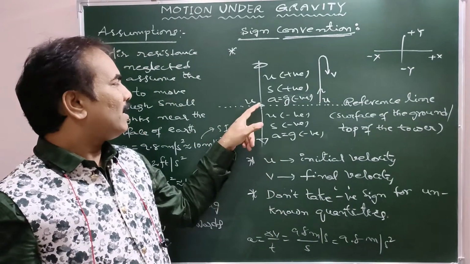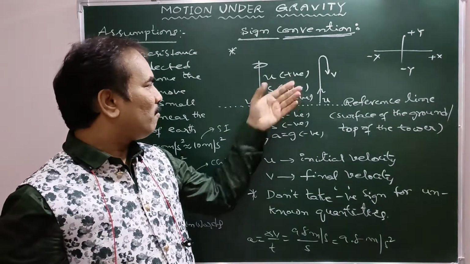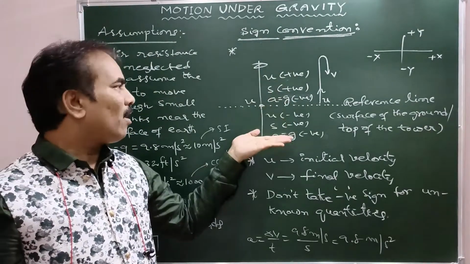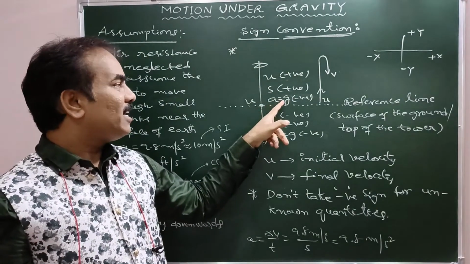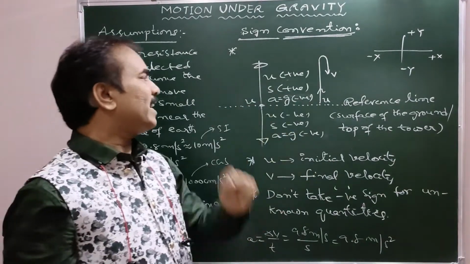So here, this is t equal to 0. This is velocity u. So u is positive, the body is going up, initial velocity u positive, displacement covered also positive, acceleration g is negative. Why? Because g is always vertically downwards. That's why g is negative.